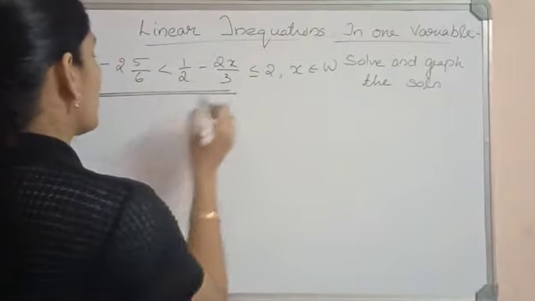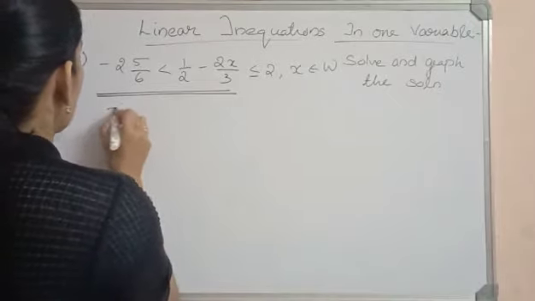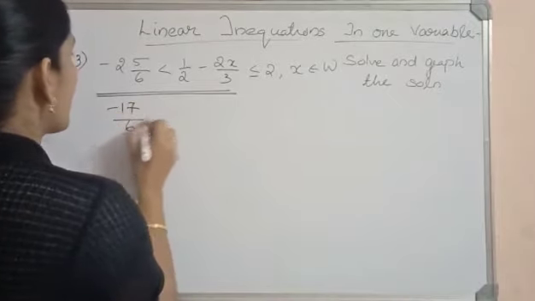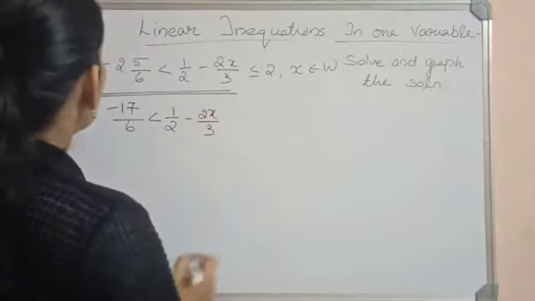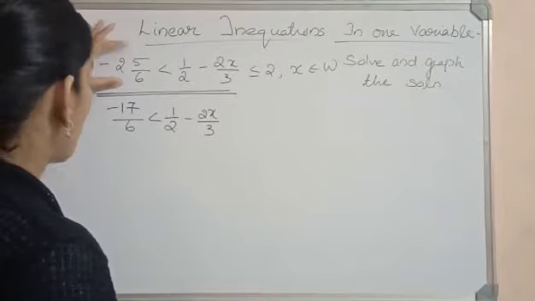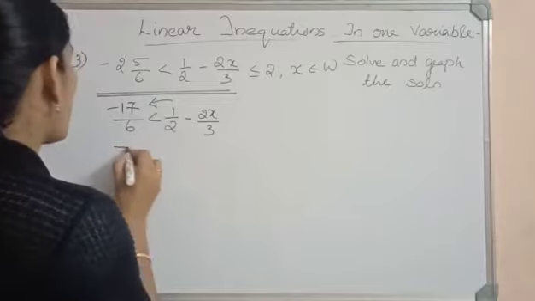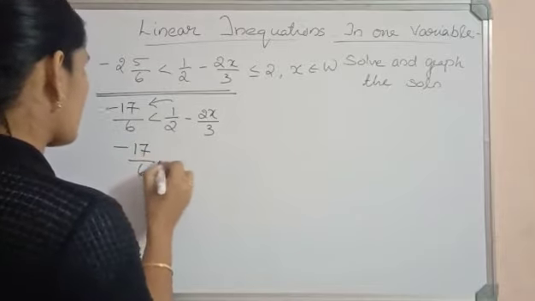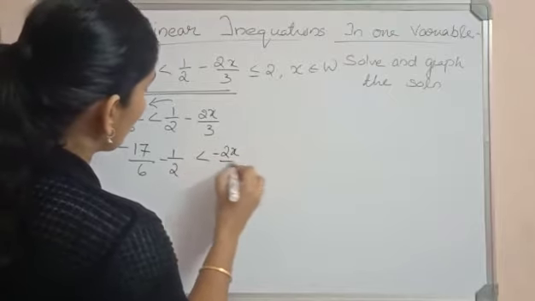Consider the terms on the left side. You get this as minus 17 by 6 less than 1 by 2 minus 2x by 3. Here we have to make this an improper fraction because it's given in the mixed form. Now bring all the numbers to one side. You get this as minus 17 by 6 minus 1 by 2 less than minus 2x by 3.